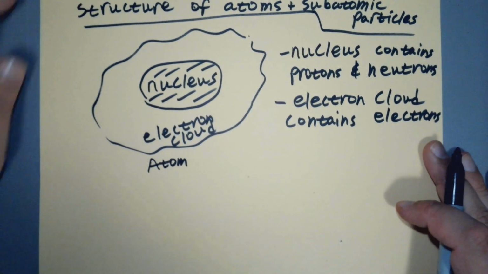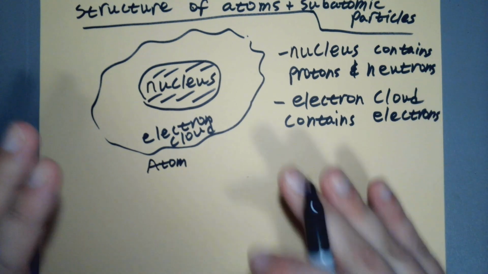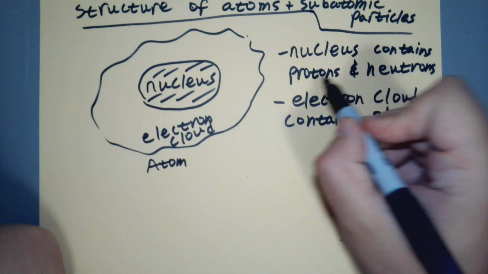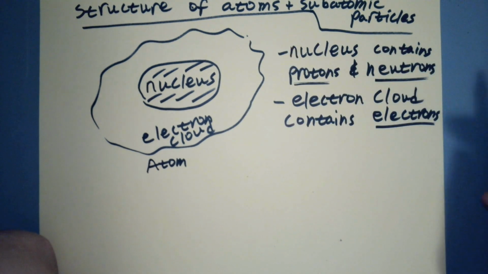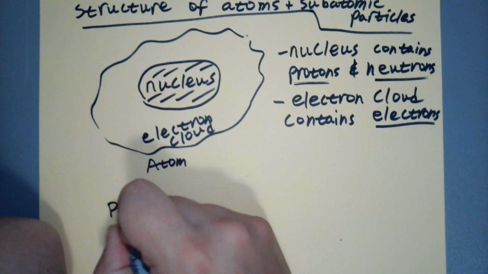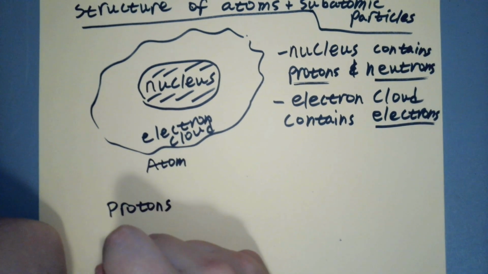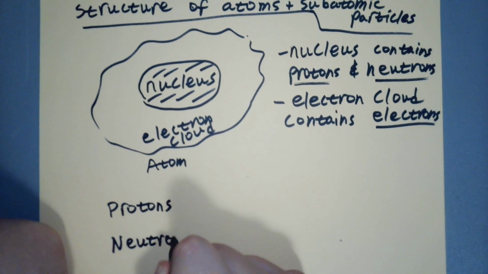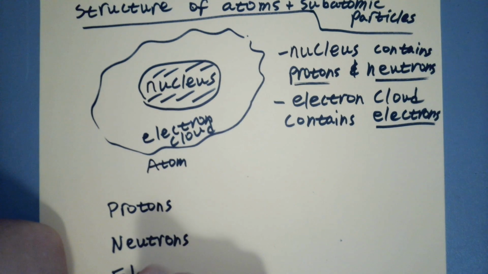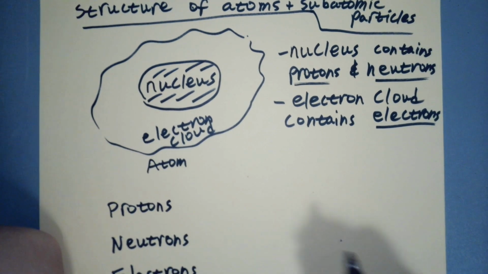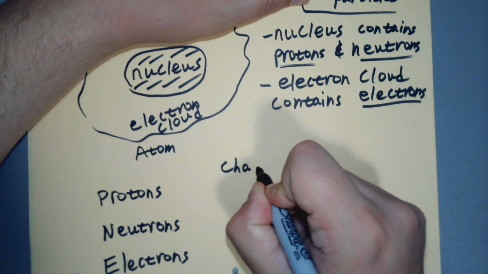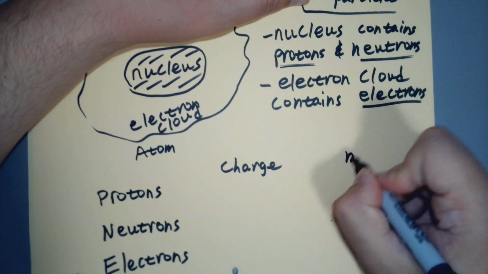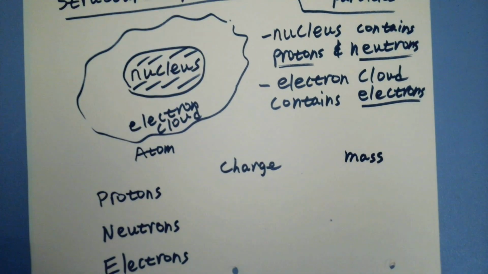Now we can get a little bit more specific, which we'll get into later. But first, let's talk about what these pieces are. We've got protons, neutrons, and electrons. These are the subatomic particles. So there's three kinds. And there's a couple properties that we're going to care about. First one is their electric charge, and the second one is their mass. That is all we care about.